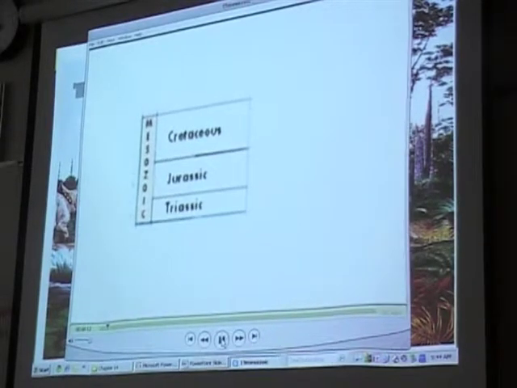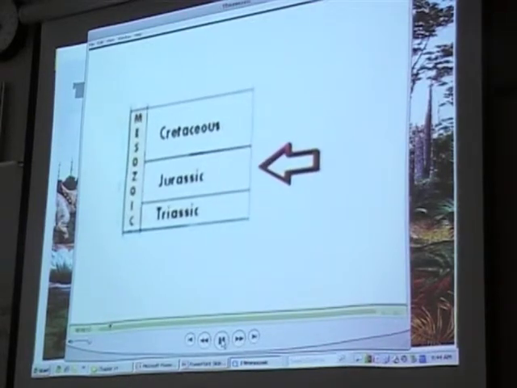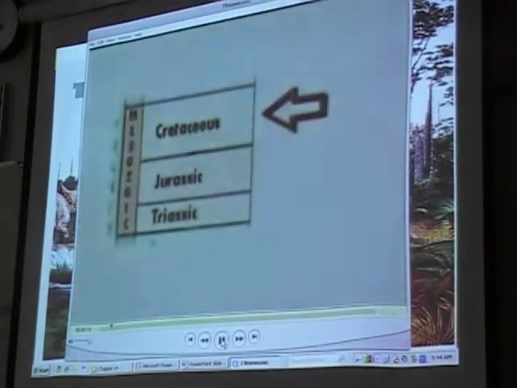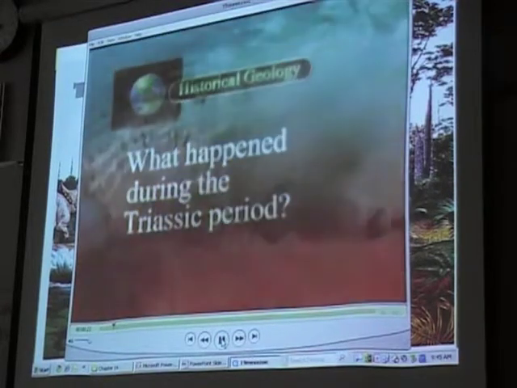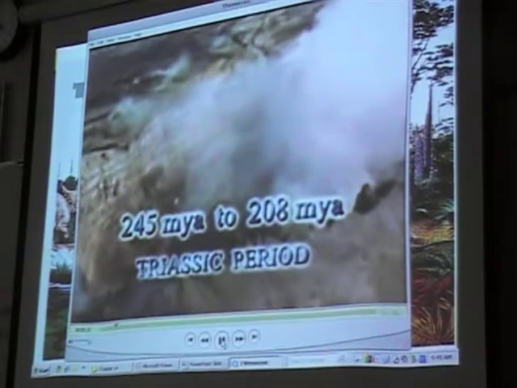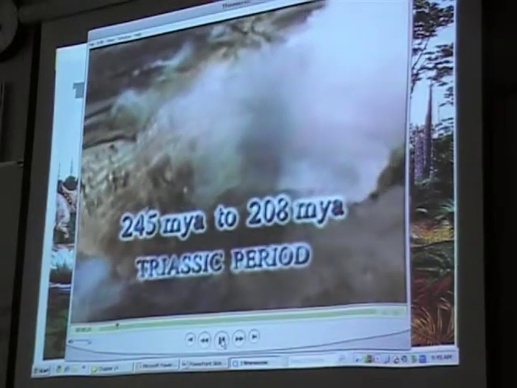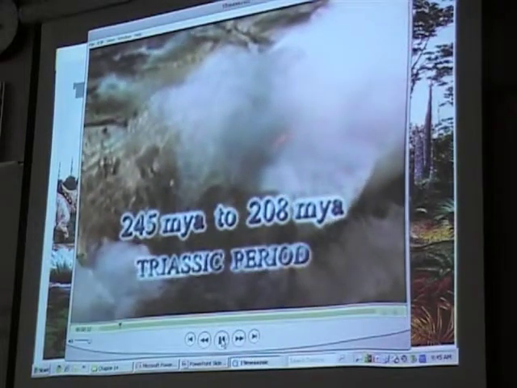The Mesozoic is divided into three periods: the Triassic, the Jurassic, and the Cretaceous. No, you don't have to know that. What happened during the Triassic period? The Triassic period started approximately 245 million years ago and ended approximately 208 million years ago as it begins the Mesozoic Era.